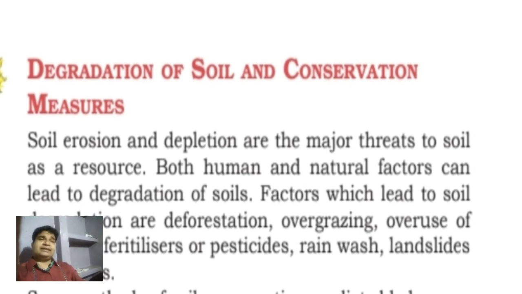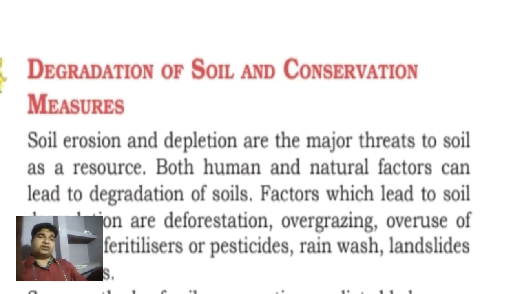Now we'll see degradation. Degradation means going down. Degradation of soil and conservation measures. That means the quality of soil is going down and we have to conserve it. Conservation measures means we have to protect it. So how can we protect? See some of the measures.